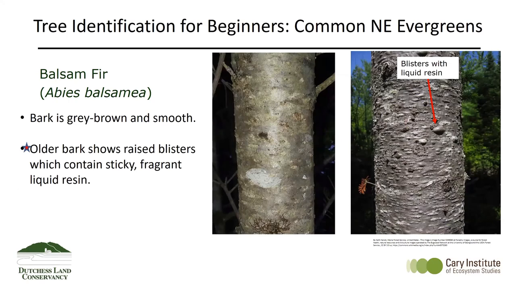Balsam fir bark gets blisters as it matures, and these blisters are filled with an aromatic liquid resin, and so that's another good characteristic. You can see the difference in the smoothness versus the roughness of this species as you go from young trees to older trees.